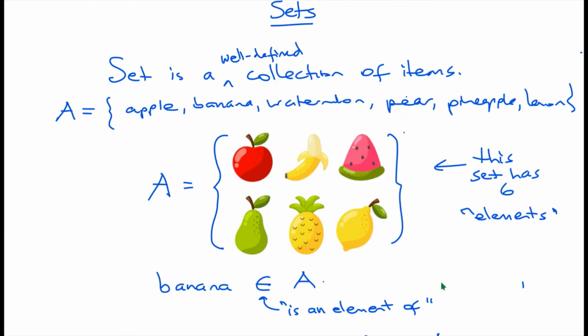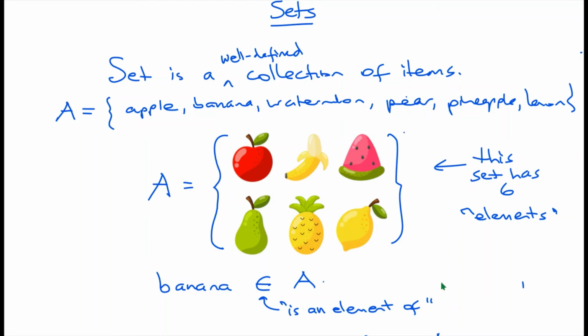So for example, I can have a set that's all yellow fruit, that's fine, that's a set, but I can't really have a set that says all delicious fruit, right? I can't have a set of all delicious fruit, because delicious is not well defined. What you might think is delicious, I might think is gross.